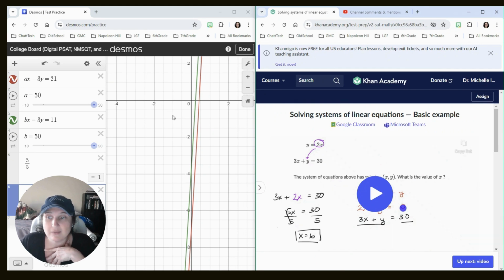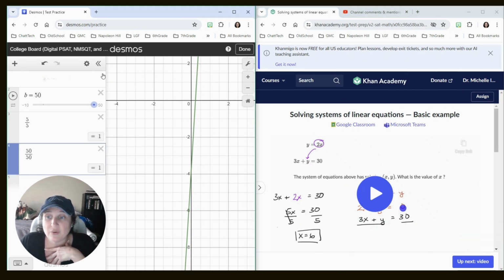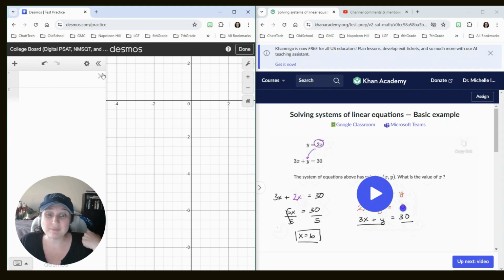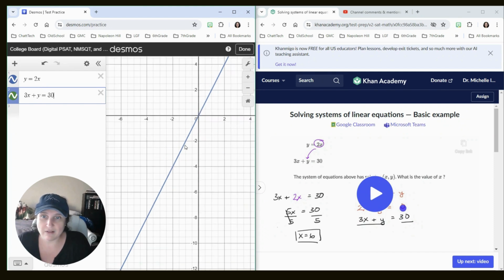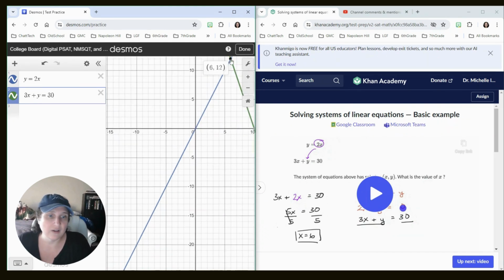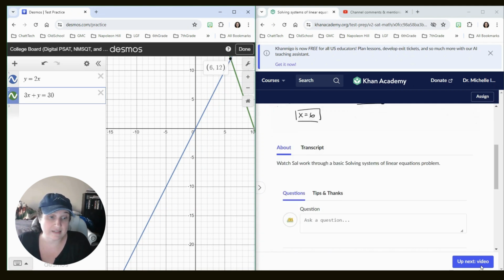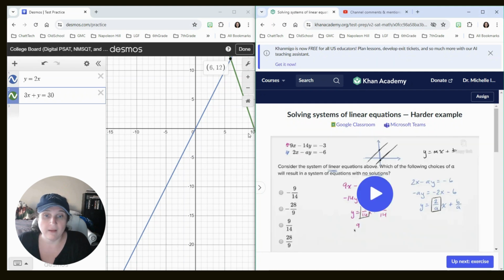All right, here, this is a basic example. So I'm just going to show you my way to do it. Type it into Desmos. Y equals 2x, 3x plus y equals 30. I'm going to scroll out. They cross right here. What is the value of x? 6. Done. I don't have to do any of that crazy nonsense. Let's look at the next video.